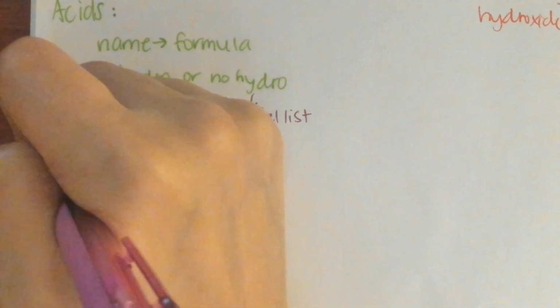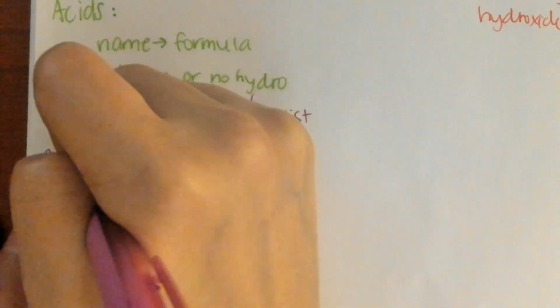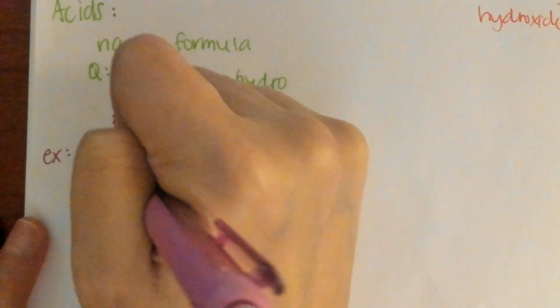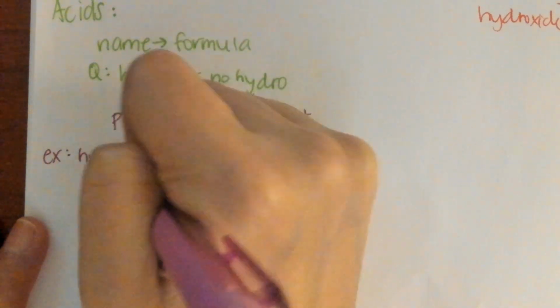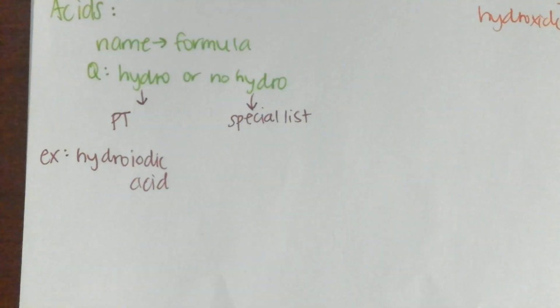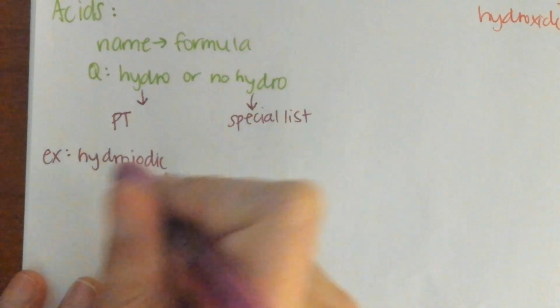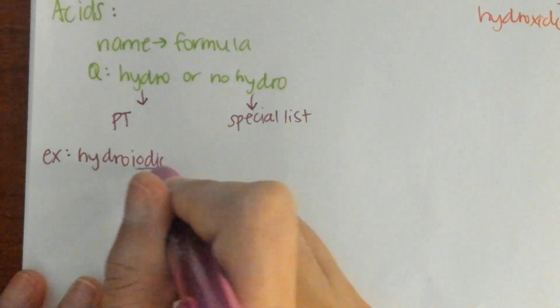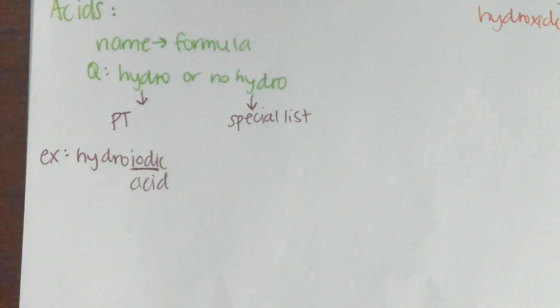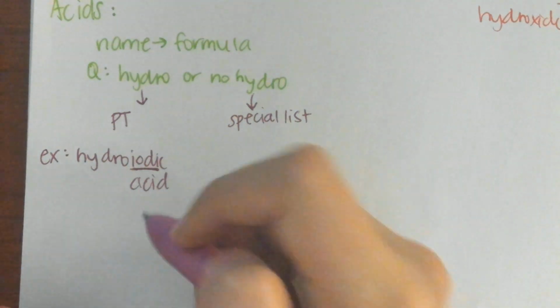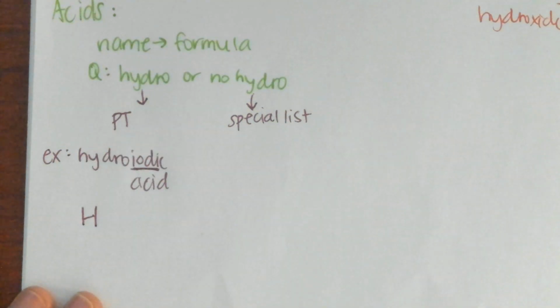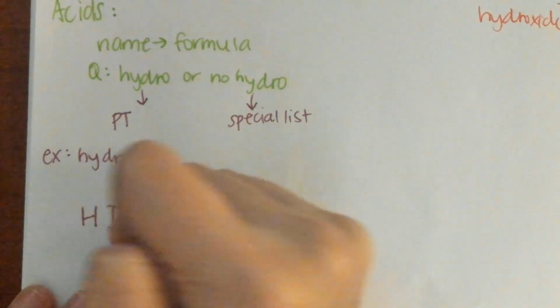So, for example, you have hydroiodic acid. When you look at it, okay, hydro, I go directly to the periodic table. What element is iodic? Iodine, so I. I always put H in front, and that makes it an acid. And then you put I for iodine.